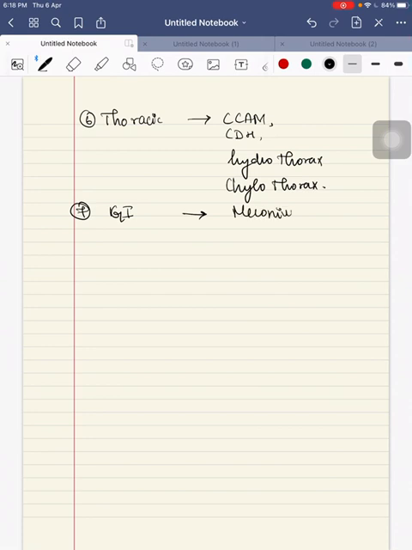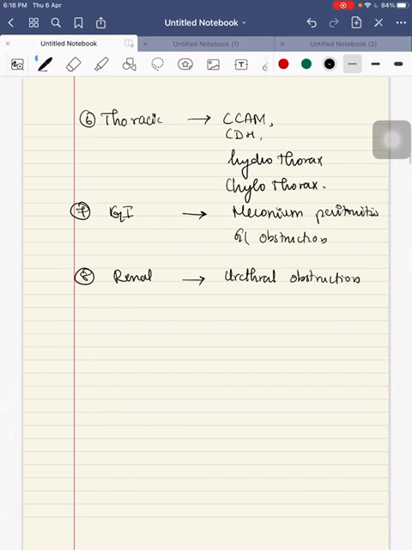In seventh category, we have GI causes. GI causes include meconium peritonitis and GI obstruction. Eighth, that is renal category. So you have to come in an order: chest, GI causes, and the next you are going for renal. Renal, you have any urethral obstruction.